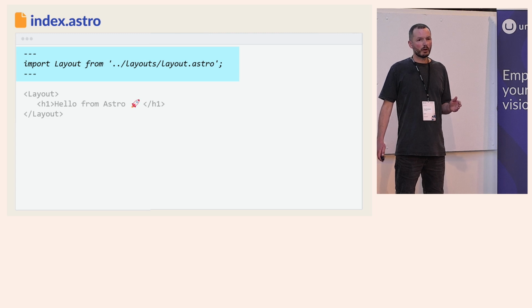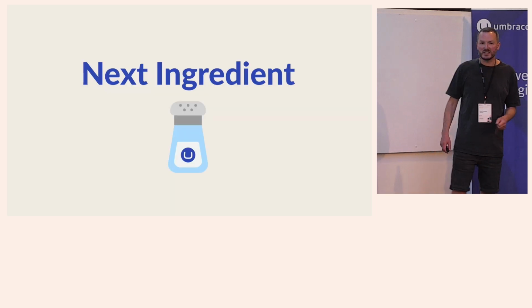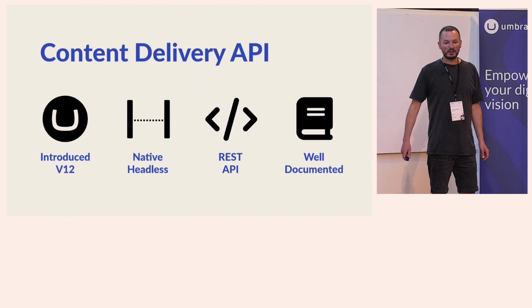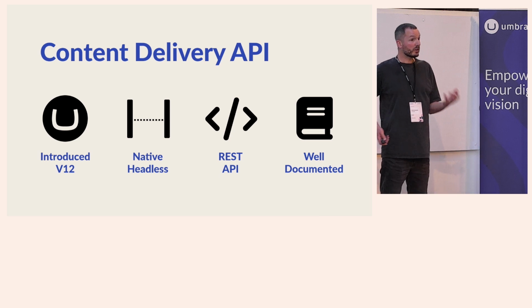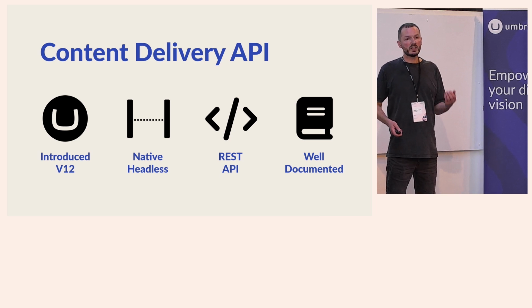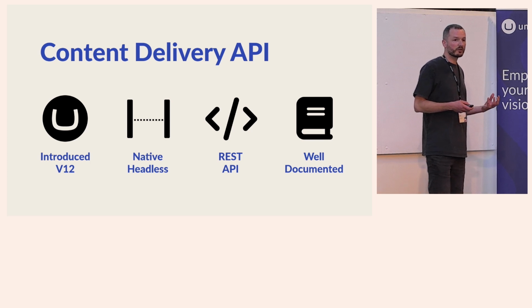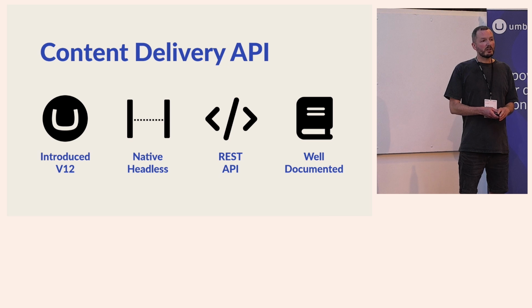So that's a basic hello world type example, but it's an Umbraco conference, so we want to bring another ingredient to the table here, and it's not salt, it is the Content Delivery API. Now, if you've not used the Content Delivery API before, it was introduced into version 12 of the core product and brings headless functionality natively to the core product.